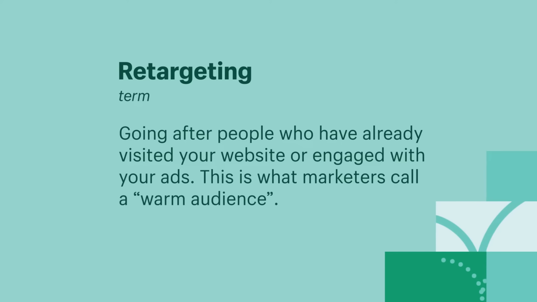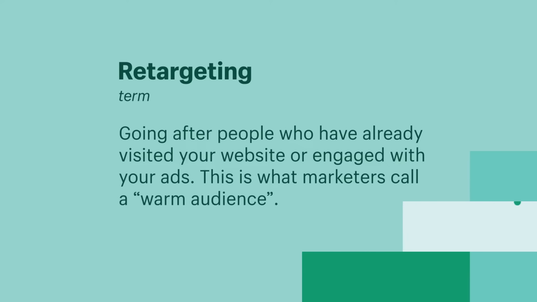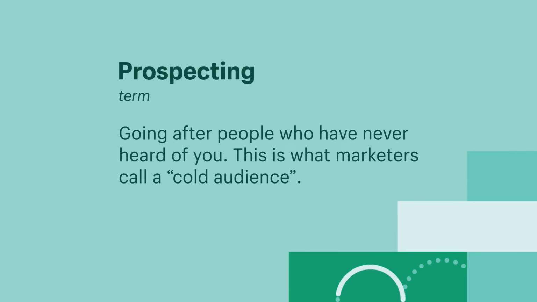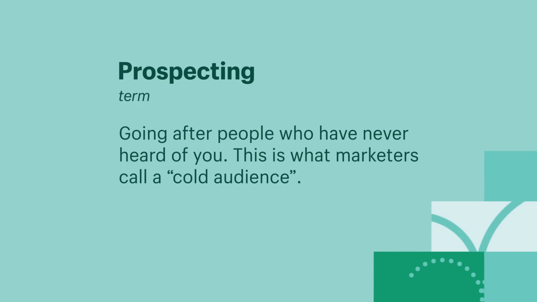Now, advertising audiences fall into two basic categories. Retargeting, which means going after people who have already visited your website or engaged with your ads. And this is what marketers call a warm audience. Now, the second is prospecting, which means going after people who have never heard of you. And this is what marketers call a cold audience.